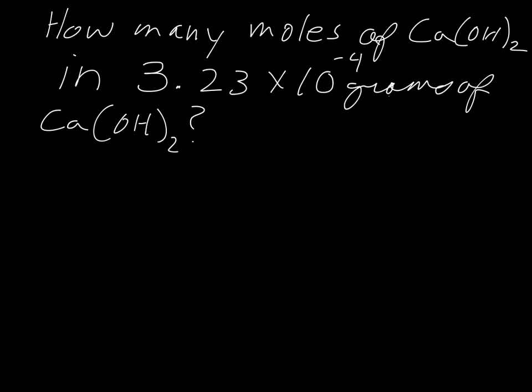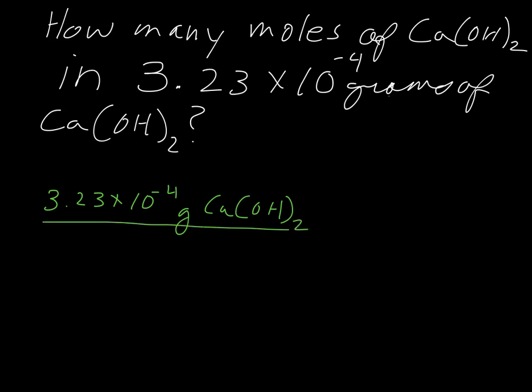How many moles of calcium hydroxide in 3.23 times 10 to the negative 4th grams of calcium hydroxide? Once again, what are we going to do? We're going to start our line with what we've got in the problem, and that's 3.23 times 10 to the negative 4th grams of calcium hydroxide. So we start our line with that. We have grams up here. And remember, whatever unit I have right here from chapter 1, I automatically place down here. No thinking, no ifs, ands, or buts. I have to get rid of that unit, otherwise I wouldn't be doing the problem. So I place those down there.